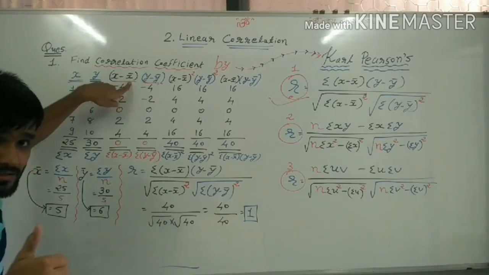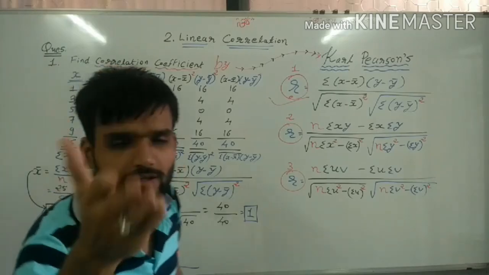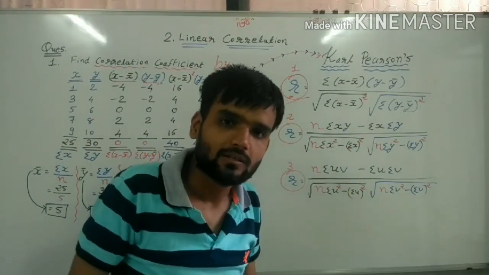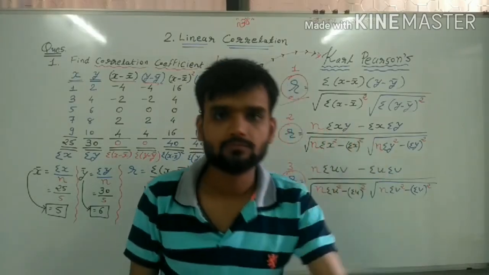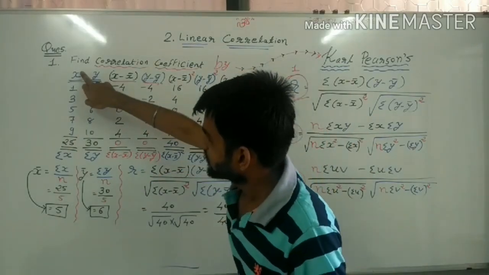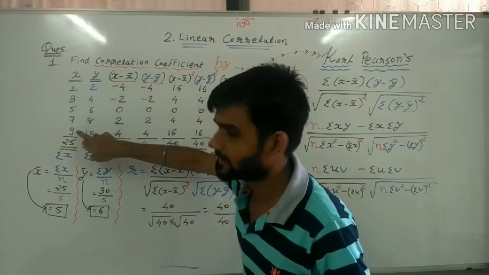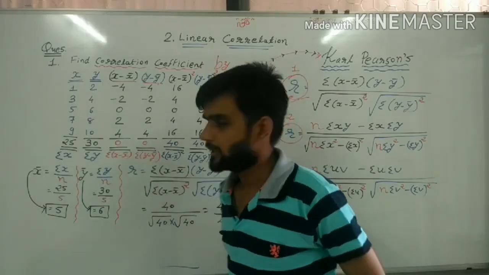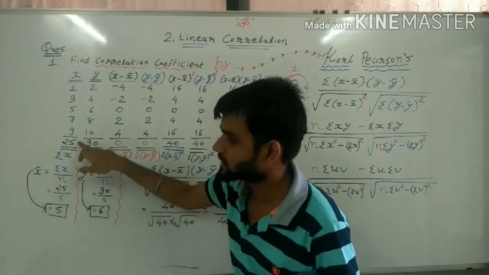So the first question is how we can find x bar. You have already studied that in 11th standard. X bar is equal to sigma x divided by n. So here the total of x is 25: 1, 3, 5, 7 and 9. The total of these 5 digits is 25, so it is called sigma x. Sigma x is 25.